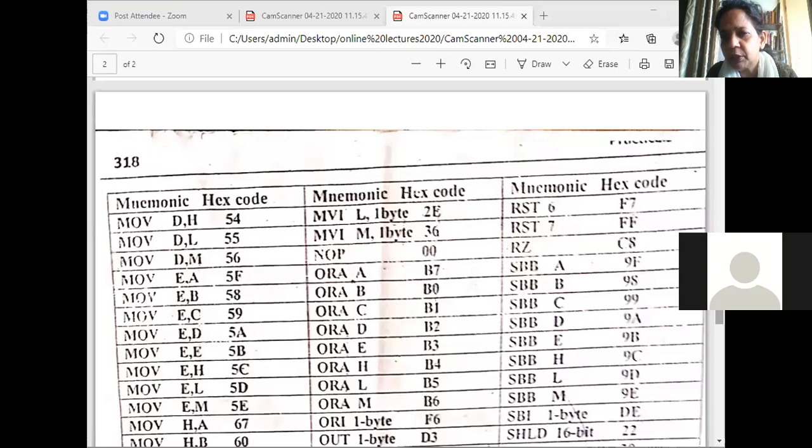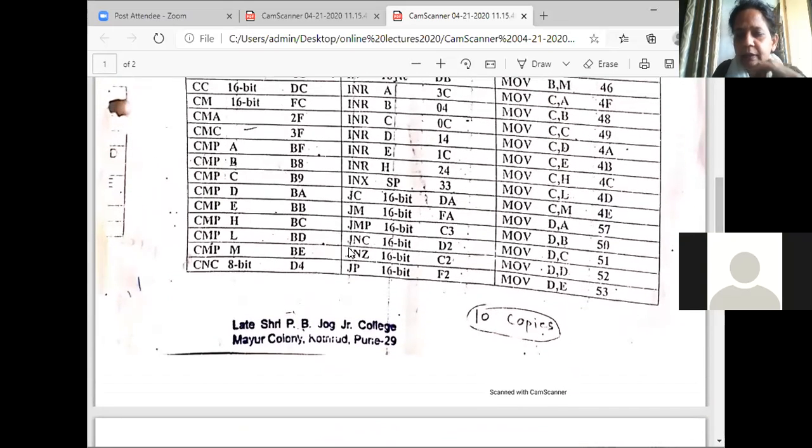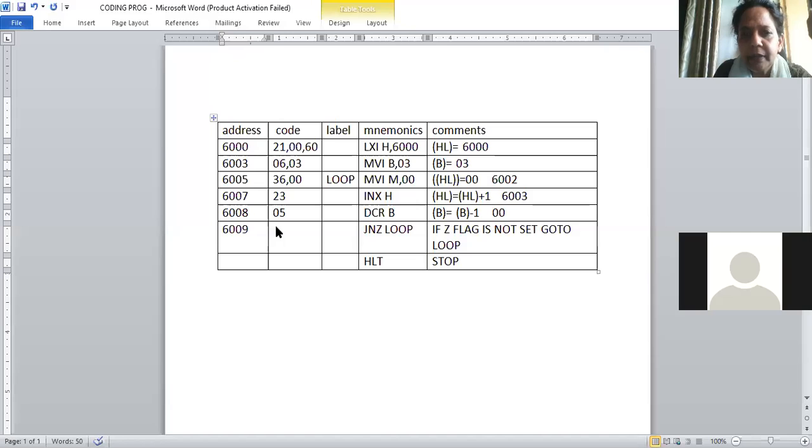Now if you see here jump if not 0 code, we will just see where it is. Here it is JNZ 16-bit. You need a 16-bit address. This is called conditional branching. Jump if the condition, and then you need the 16-bit address. So for JNZ, the code is C2. So what I will write here is C2, and then I need the 16-bit more, right?